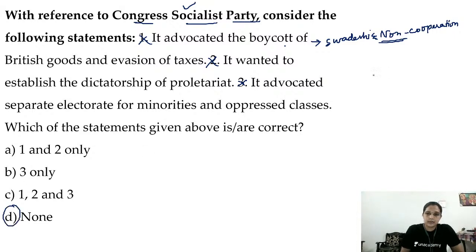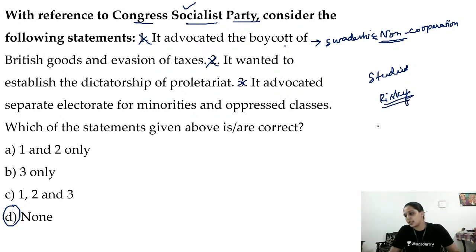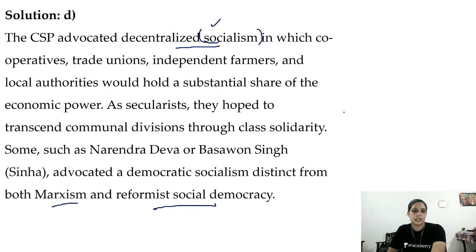These questions are like, unless you have studied about them, these are all riskier questions. So it's better not to take this. You can eliminate the second statement, so you have three only or none. It advocated the separate electorate for minorities and oppressed classes? Might be, might not be. Unless you study the Congress Socialist Party, you don't know. So these kind of questions you can keep as reserved questions, which you take the risk later, unless and until you study the Congress Socialist Party.